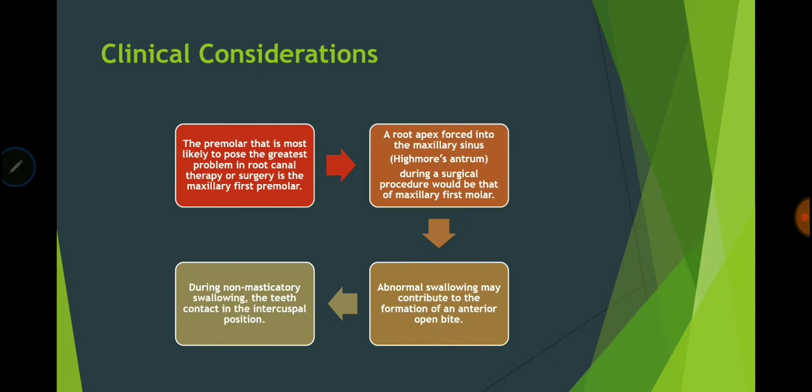Abnormal swallowing may contribute to the formation of an anterior open bite. Keep that in mind. Abnormal swallowing, mouth breathing. Also, somebody who doesn't like to keep their mouth closed is going to have an anterior open bite. And during non-masticatory swallowing, the teeth contact in intercuspal position. That's a very important question.